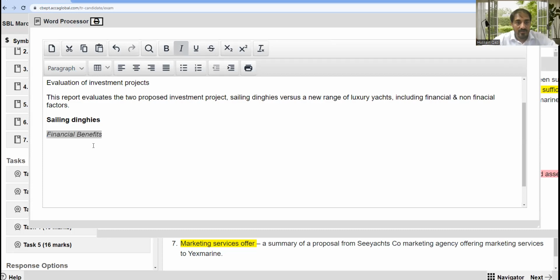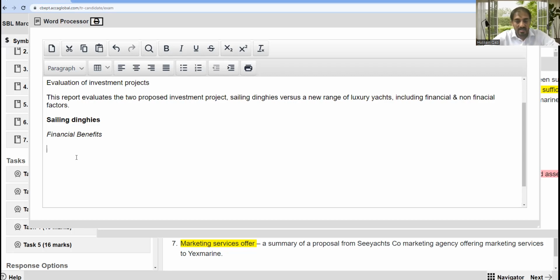Yes. For example, listen carefully. Now we are going to write the main body of the answer. Number one, the question is about the financial benefit analysis, and that includes the NPV.